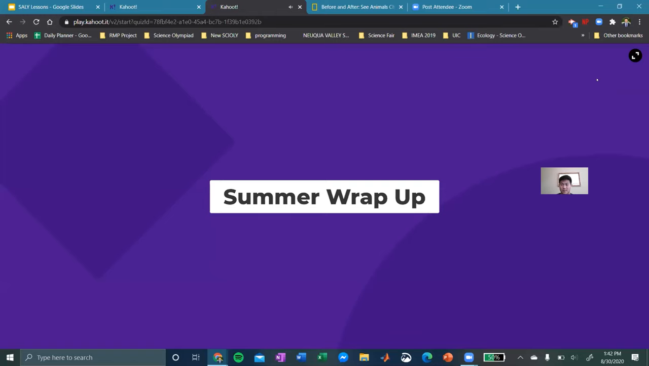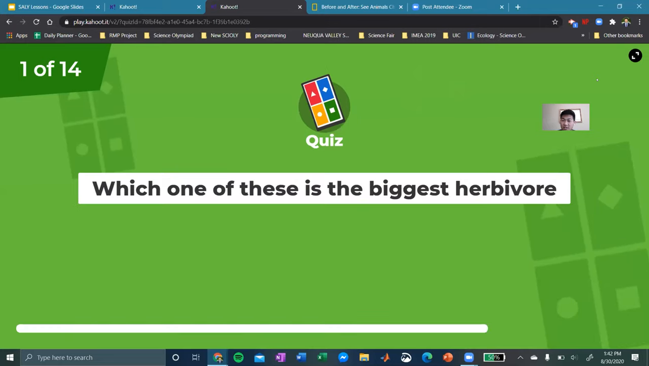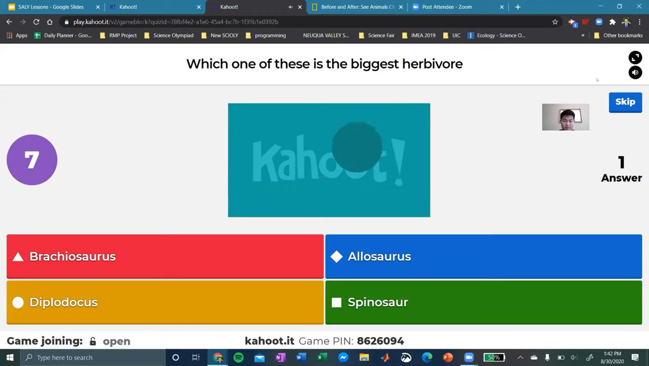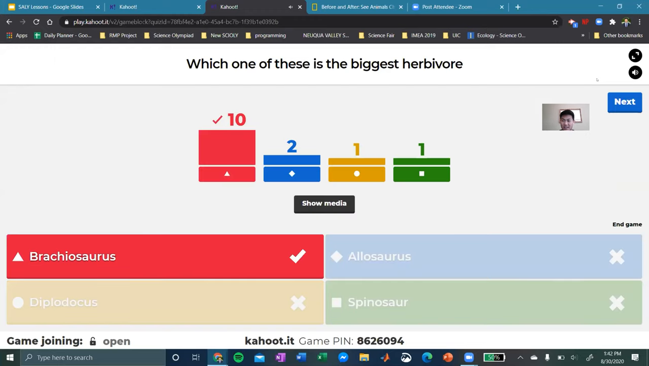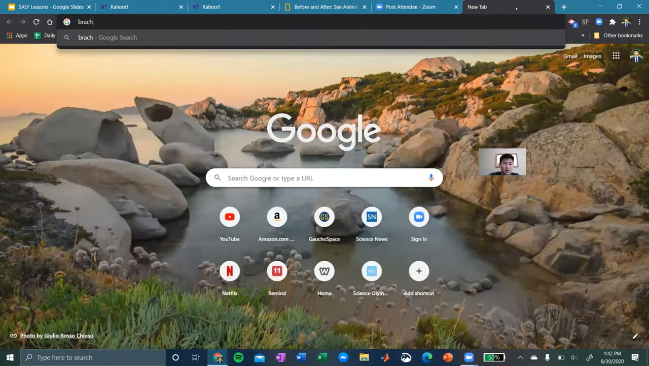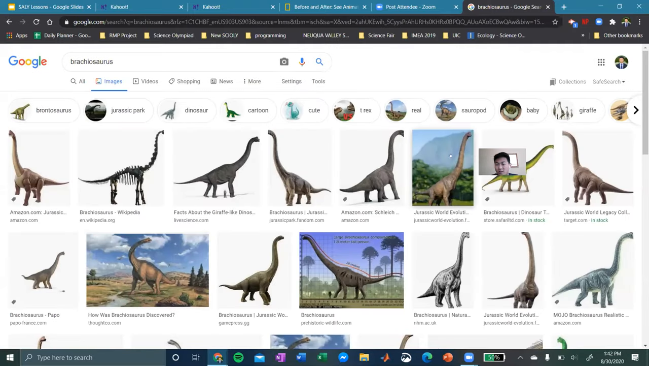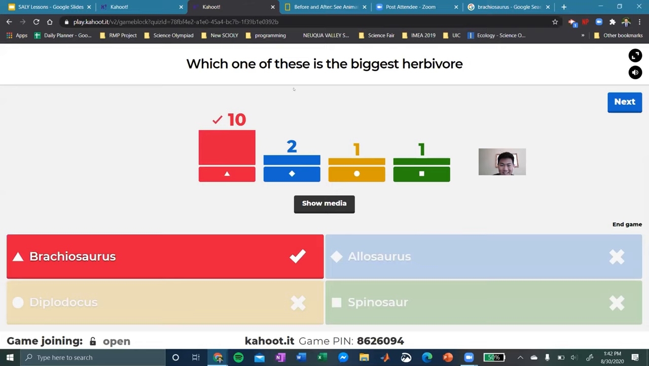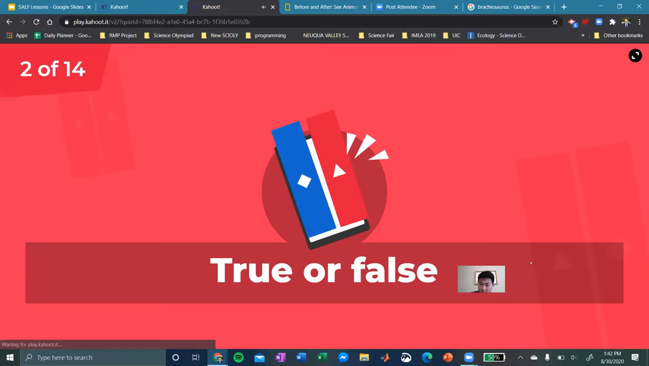Okay. So these will be questions from anything that we've learned this summer. So first of all, which of these is the biggest herbivore? So this is a dinosaur question. Okay, sorry, it's moving a little fast. But the answer is a brachiosaurus. Here, let me pull up a picture actually. So this is what the brachiosaurus looks like. So it's quite a large animal. All right, next question. So good job to these people.